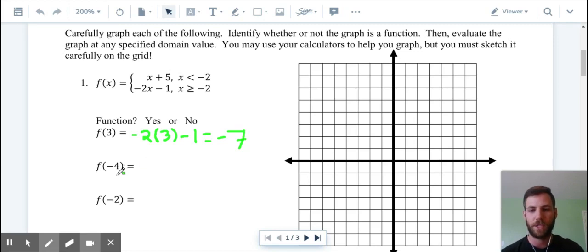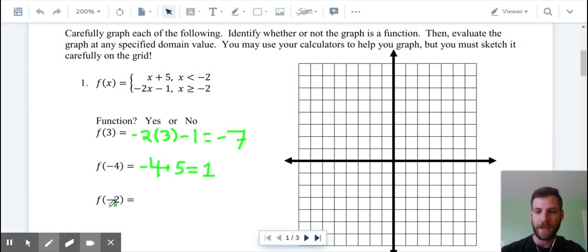Same thing with number 2. If my input is negative 4 for x, negative 4 is less than or equal to negative 2, so I use my first equation, meaning I would do negative 4 plus 5 is equal to 1. And so f of negative 4 would equal 1.